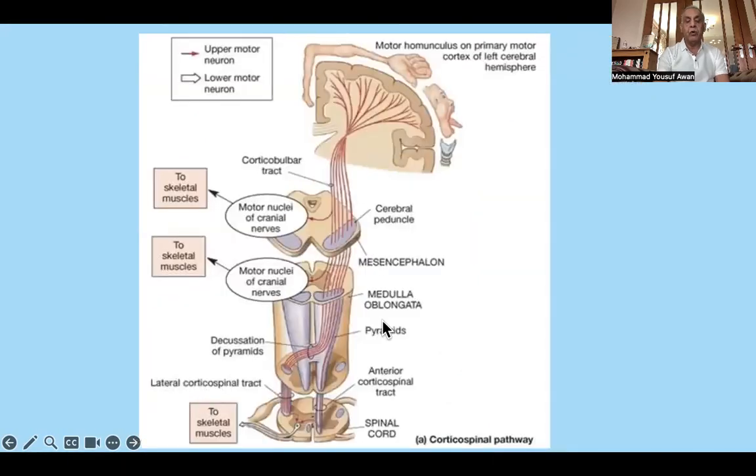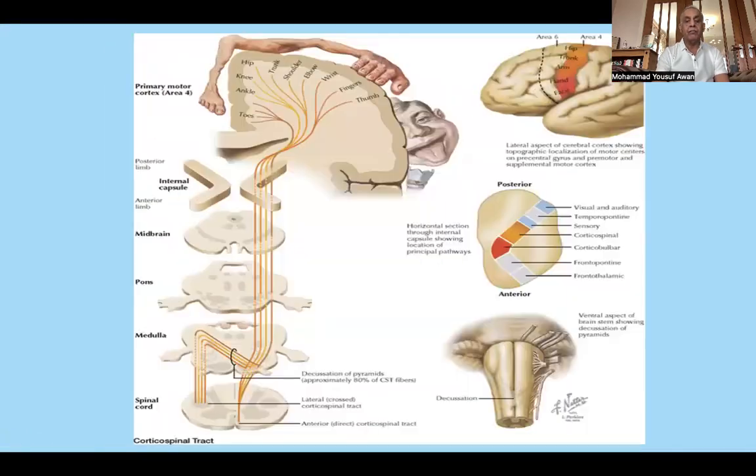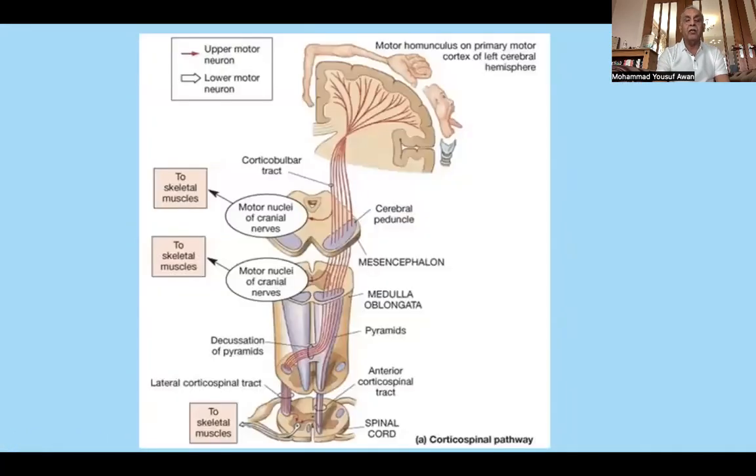Most of these fibers decussate to the opposite side, and some fibers continue going down on the same side as the corticospinal tract, lateral corticospinal tract, and anterior corticospinal tract. So starting from the motor cortex down to the anterior horn cell, this tract is called the upper motor neuron. And from anterior horn cells to the roots to the peripheral nerve to the muscle, so anterior horn cells to the muscle through the peripheral nerve, this is the lower motor neuron.